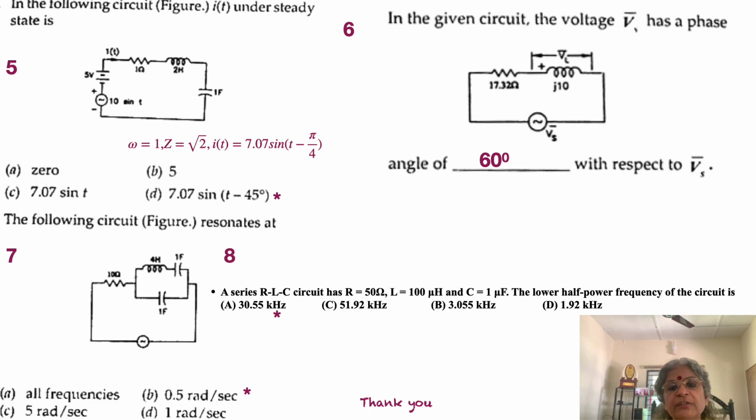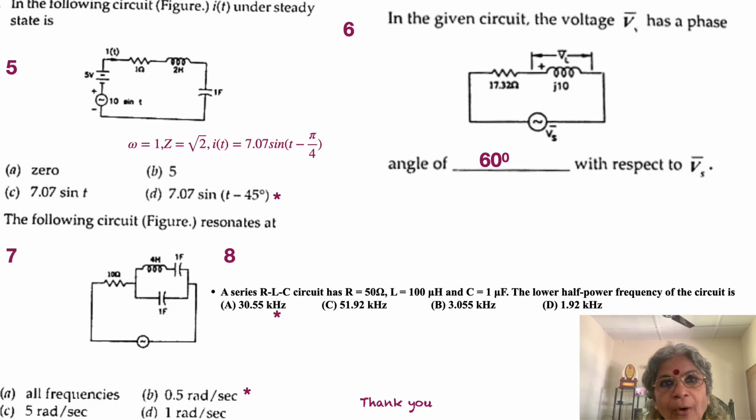So it is obvious that j10 is going to be contributing an angle equal to 90 degrees, and in the denominator you have j10 plus 17.32. If you take out 10, it's very clear that you will have 1 plus j 1.732. You take out another 2 as well, so it becomes half plus j root 3 by 2.